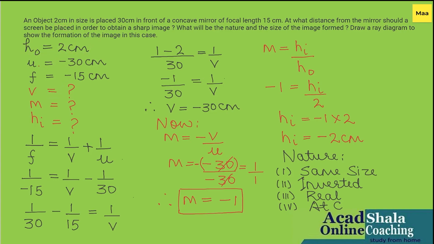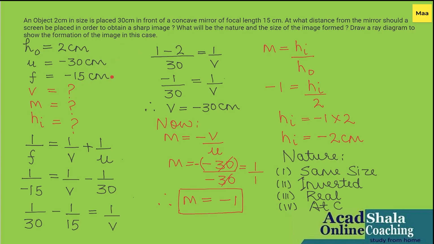And now u is minus 30 cm. Why have I taken minus 30 cm? As I told you also in the previous numerical, always keep in mind that u is always negative. We have to see whether it is a concave mirror or which mirror, and it will always be negative. So I have written u is equal to minus 30 cm.